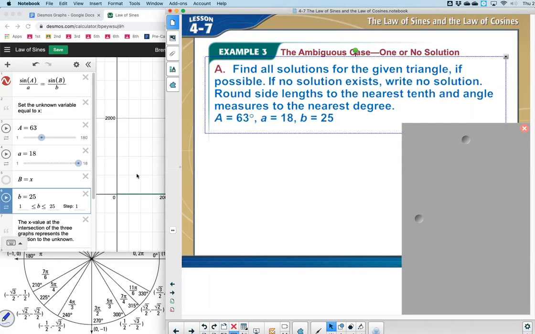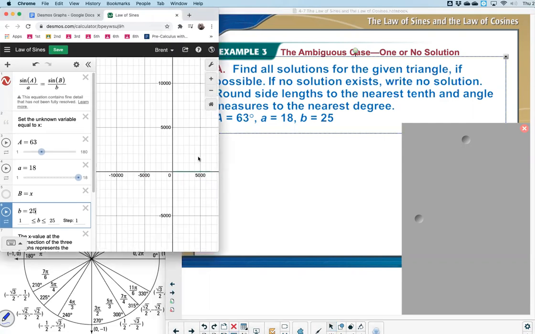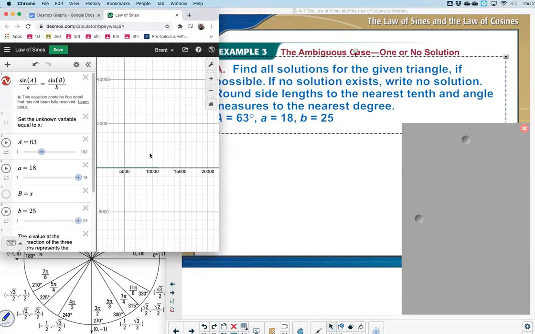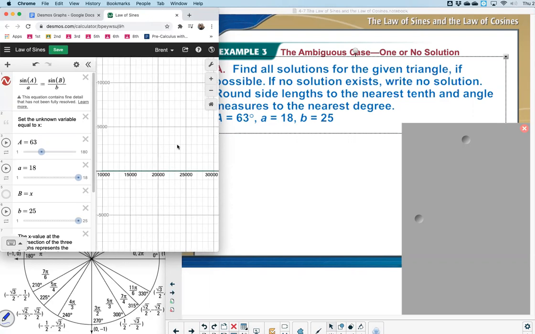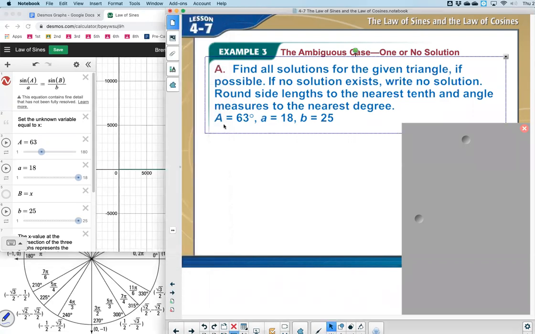So this is the law of sines. When I look over here, I can zoom out all I want. I don't see any solutions. I don't see any red vertical lines intersecting. This is going to be a no solution. So wait, why is it a no solution?